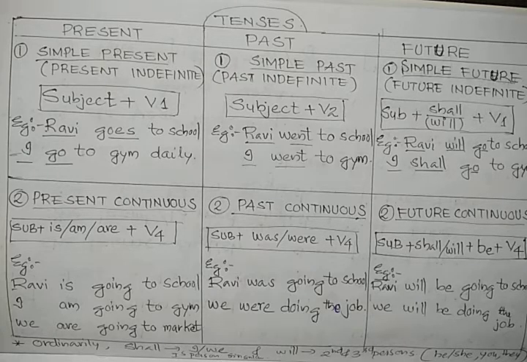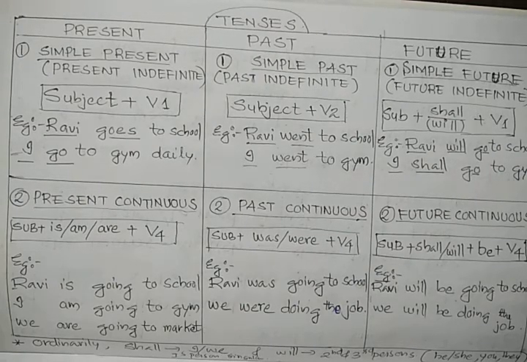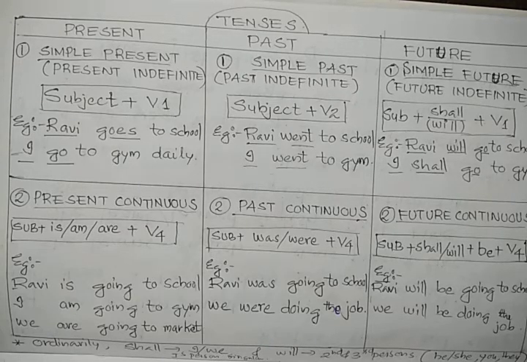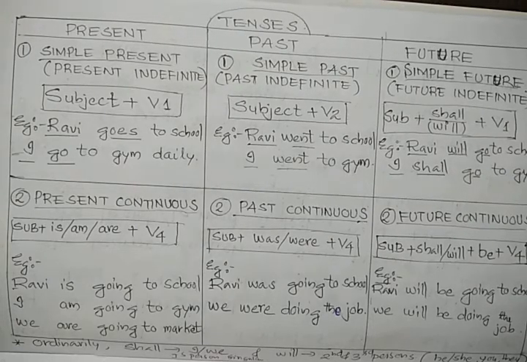Next one, past continuous. Here also subject plus was or were plus V4. Example, Ravi was going to school. Ravi is a subject plus was plus V4 form of go. We were doing the job. We is a subject plus were plus V4 form of do, that is doing.